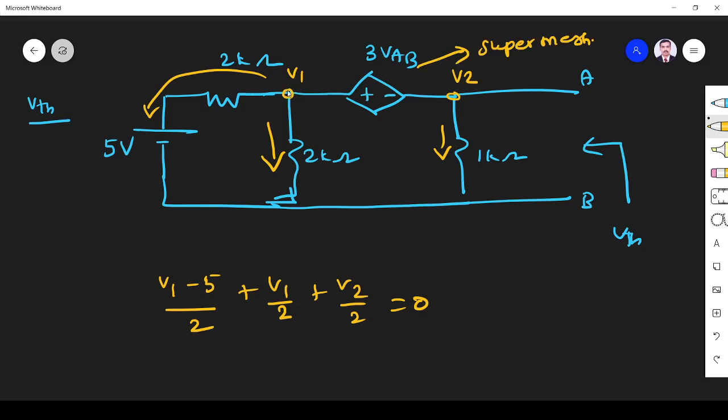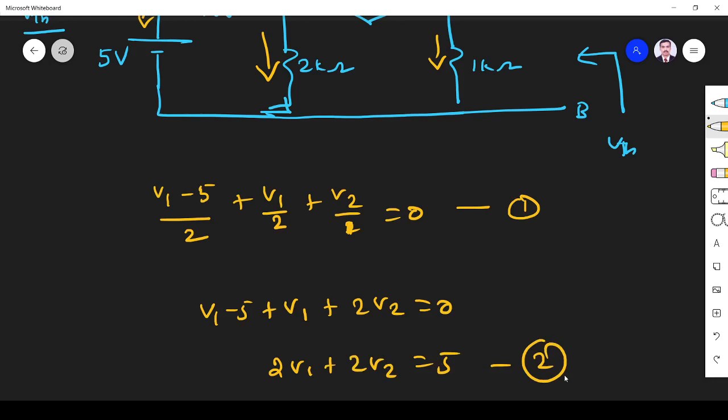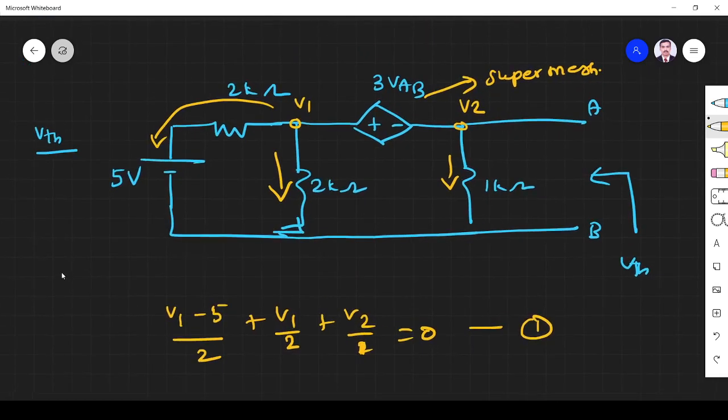Whenever we want to apply super mesh, we have to write KCL at the independent node directly. Then we have to apply KVL across this node. So this is equation number 1. If we simplify, this is V2 by 1. So it will become V1 minus 5 plus V1 plus 2V2 is equal to 0. So it is 2V1 plus 2V2 is equal to 5. So this is equation number 2. Right? So then what we have to do?